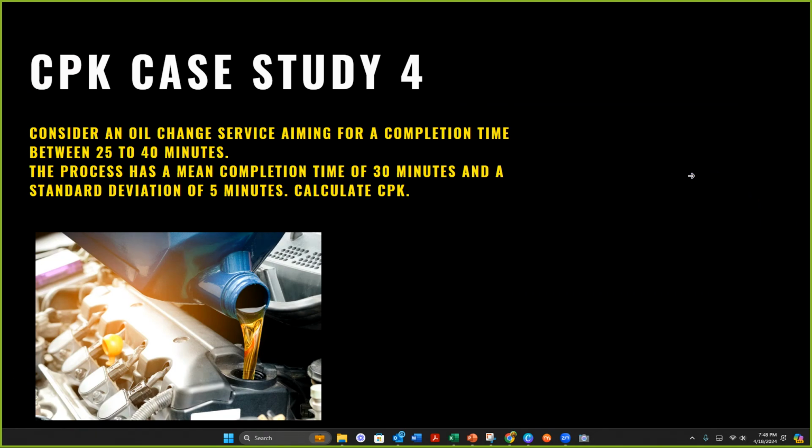Now what I want you guys to do is consider an oil change service aiming for a completion time between 25 minutes to 40 minutes. The process has a mean completion time of 30 minutes and a standard deviation of 5 minutes. I want you to calculate CPK, telling me which is the true CPK, the lower value out of those two numbers.